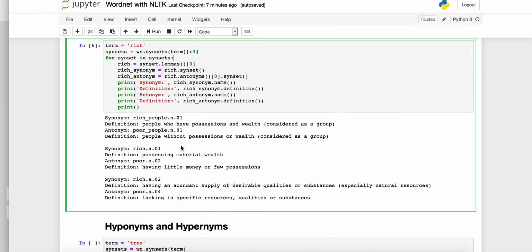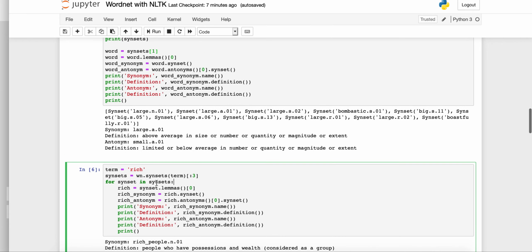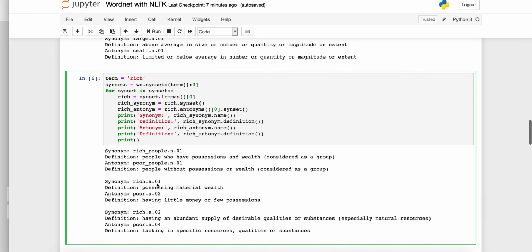You can see that the first is a noun, the second is an adjective, and the third is an adjective. So if we were to look at the synsets, we would have only one definition or one gloss as a noun, and then adjectives, as we did up here with large.